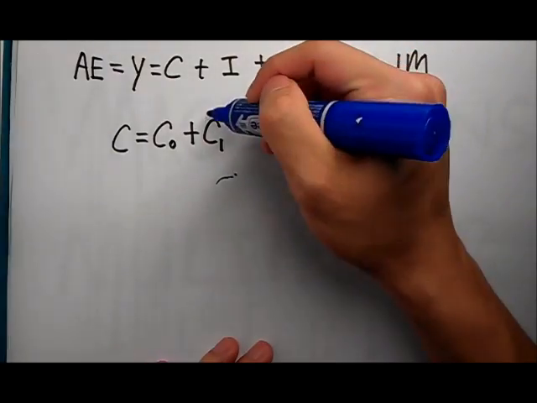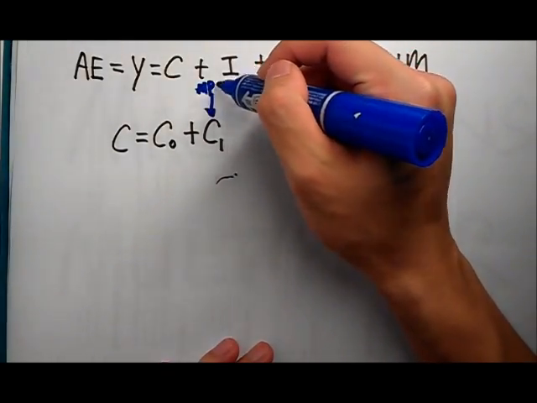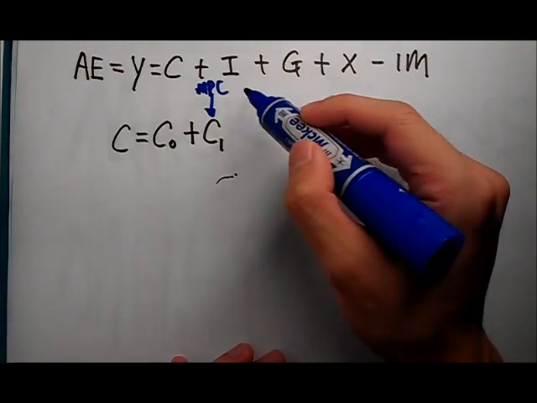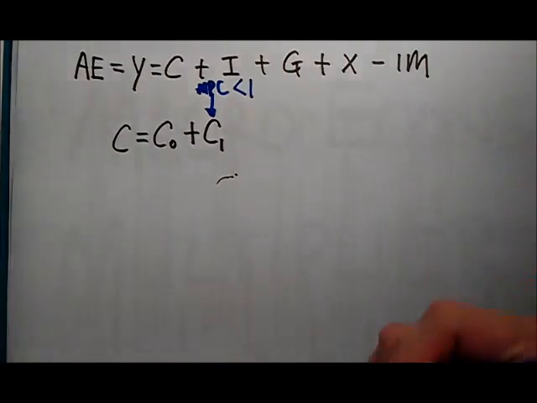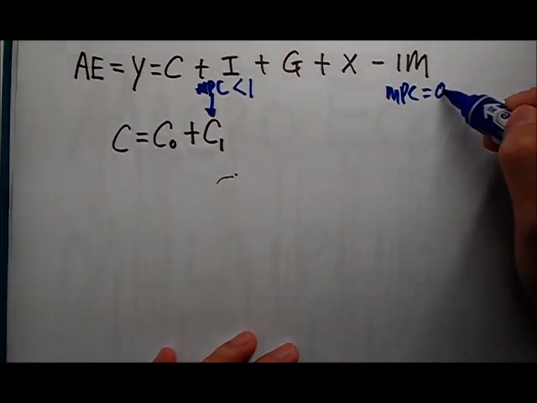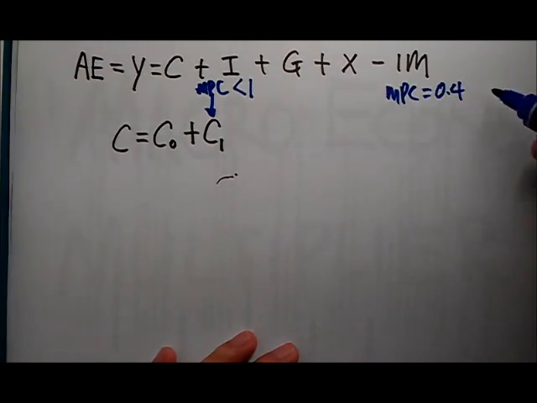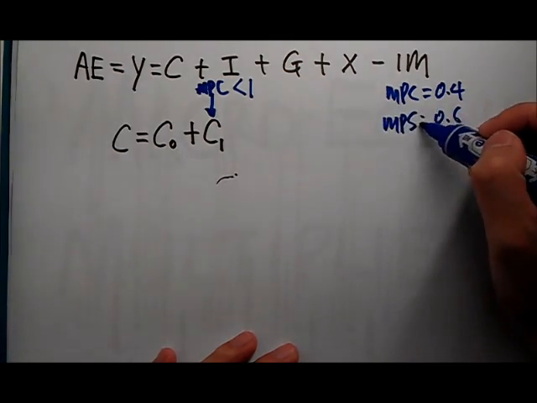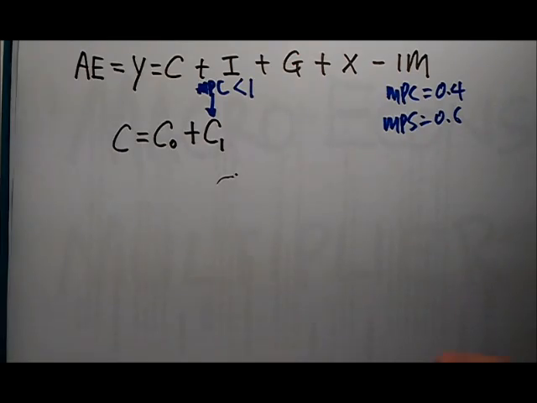Basically, it just means how sensitive people are to an increase or decrease in income, and how it will affect their spending. And this figure is always less than 1. Let's say the MPC is maybe 0.4, the remainder of that, the 0.6, is basically your MPS, which is your marginal propensity to save.